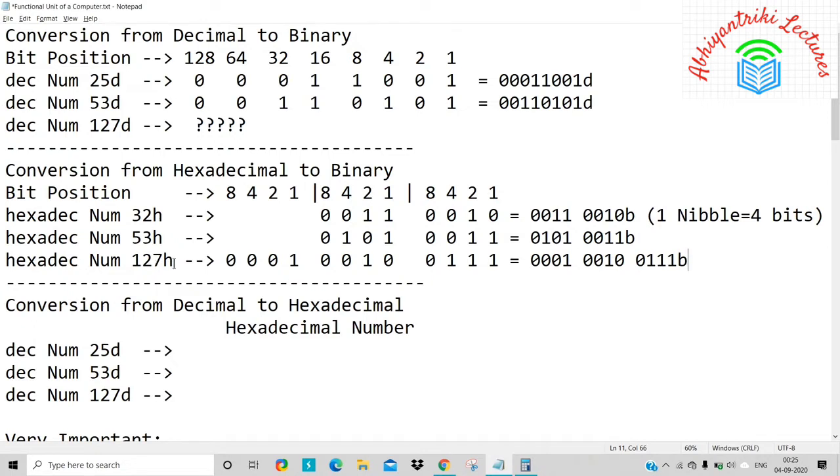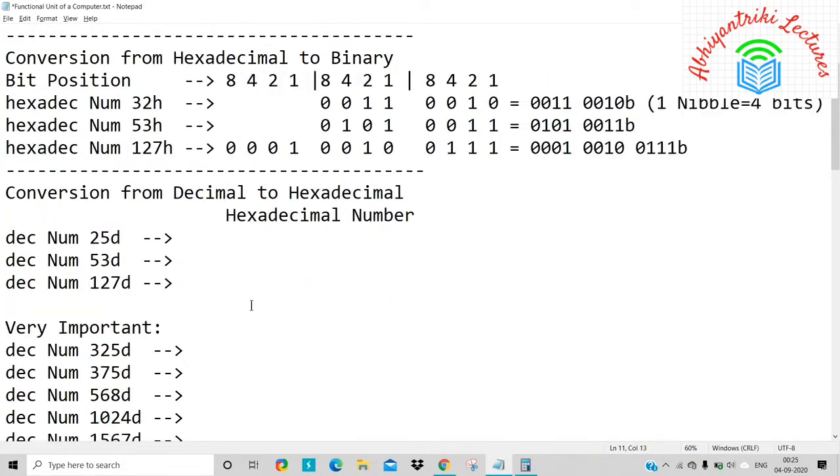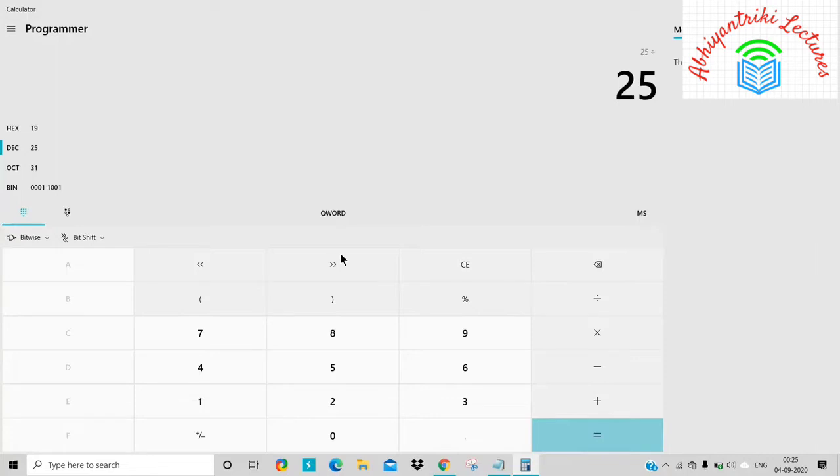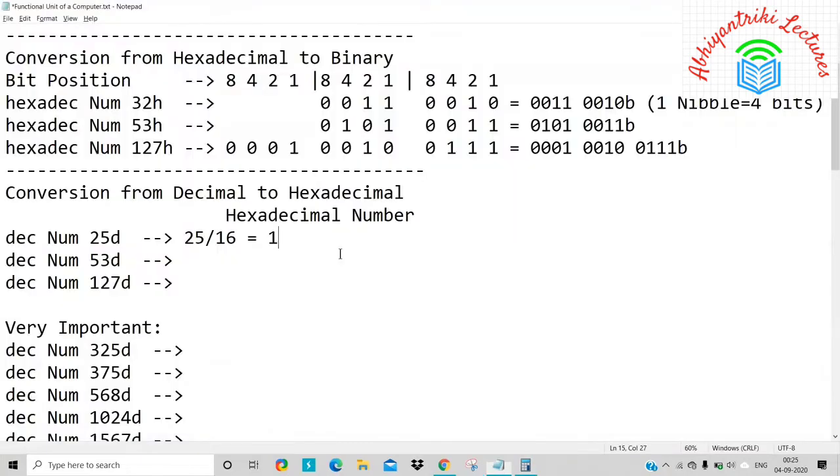Okay, and then now conversion from decimal to hexadecimal. How do you convert a decimal number to hexadecimal? You have to follow some procedure. Please observe this carefully. Okay, so 25D, where D stands for decimal. 25 divided by 16: 16 ones are 16, and what is the remainder? The remainder is 9. 9 is the remainder.